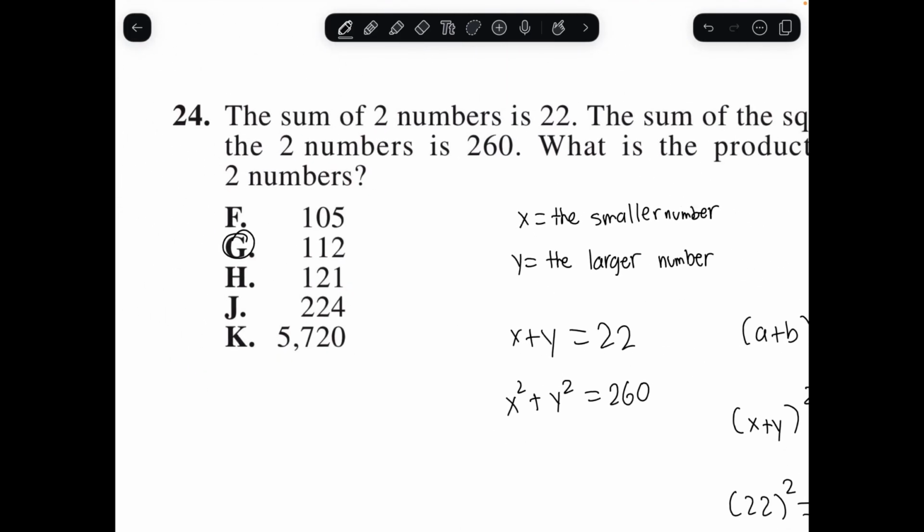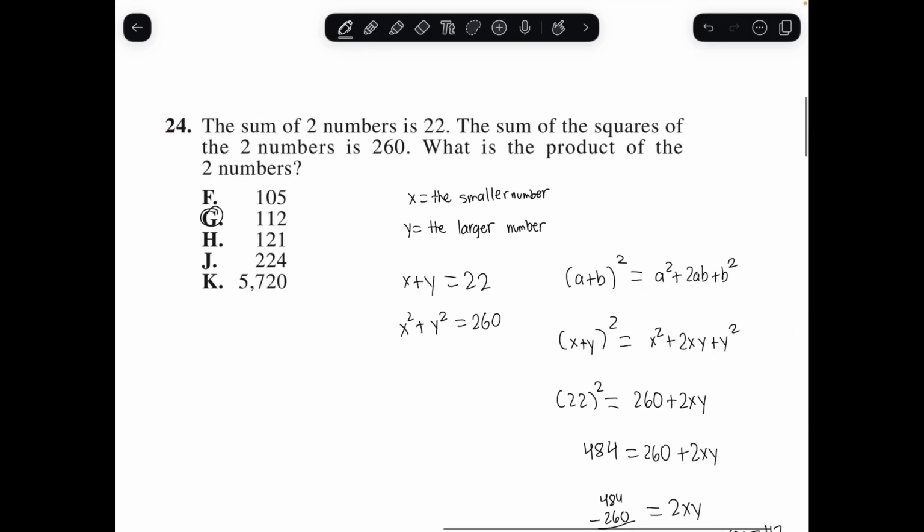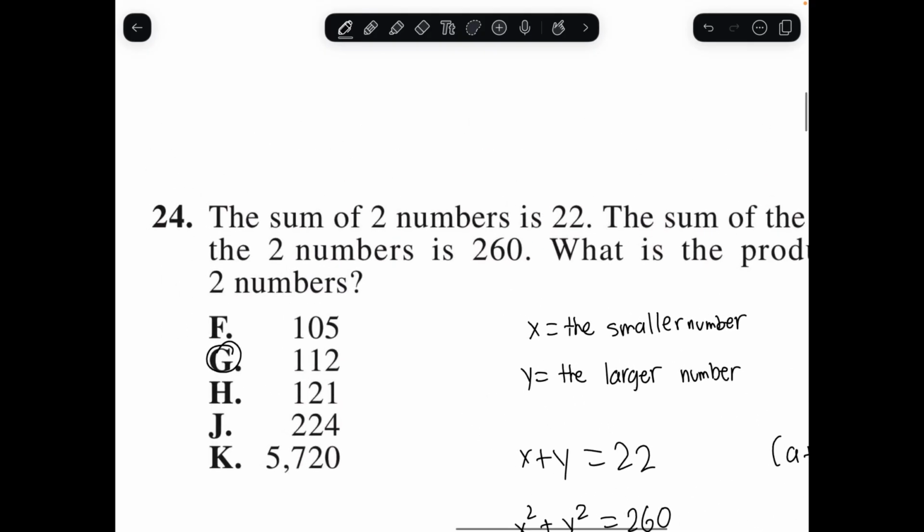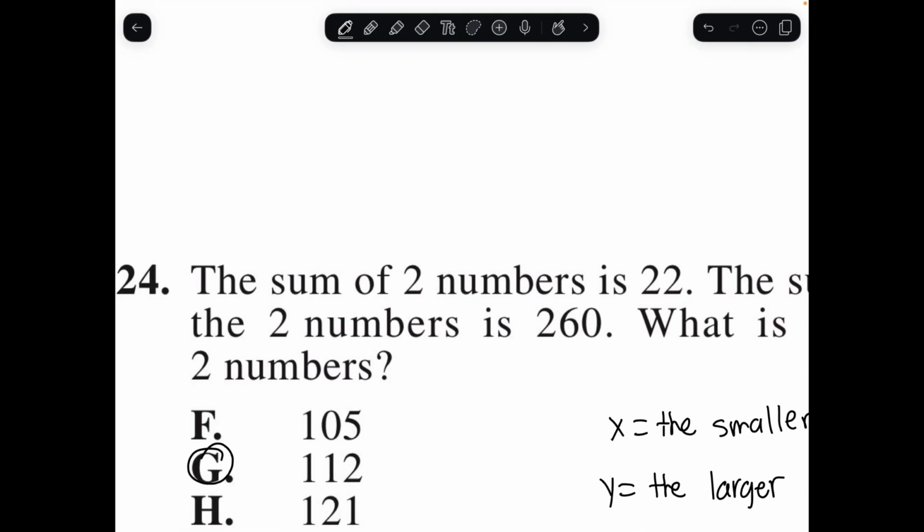So this is the algebra way of doing it, and this way ensures you get the correct answer. The other way of doing it is the guess and check method. So what I mean by that is take two numbers that add up to 22. So let's start with numbers that are close to each other. So let's go like 10 and 12, right? 10 plus 12 equals 22.